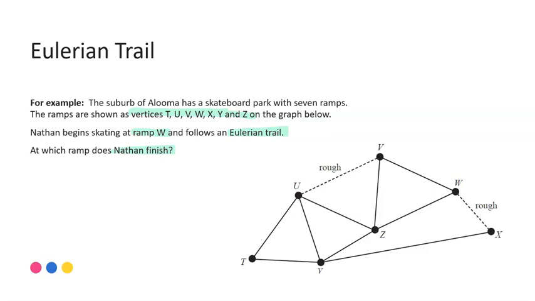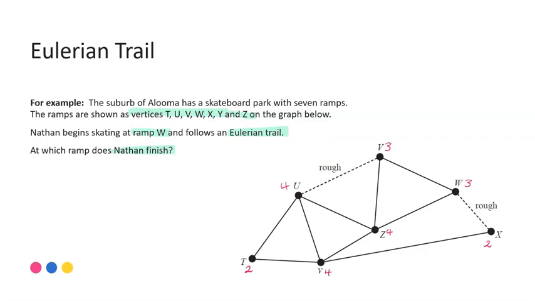degree of the vertices. So if we start here, we've got T has a degree of 2, U has a degree of 4, V has a degree of 3, W has a degree of 3, X has a degree of 2, Z has a degree of 4, and Y has a degree of 4.